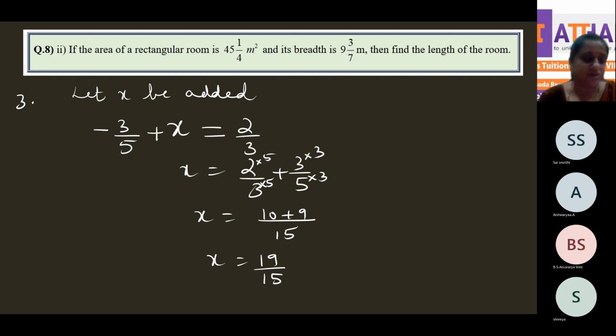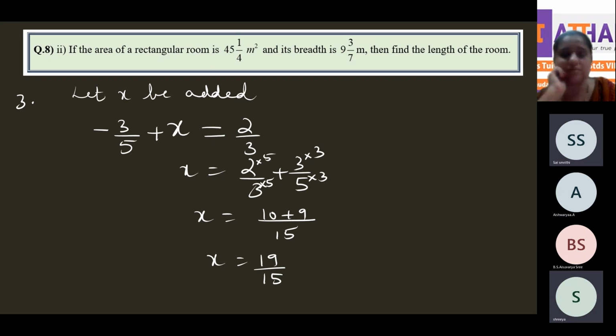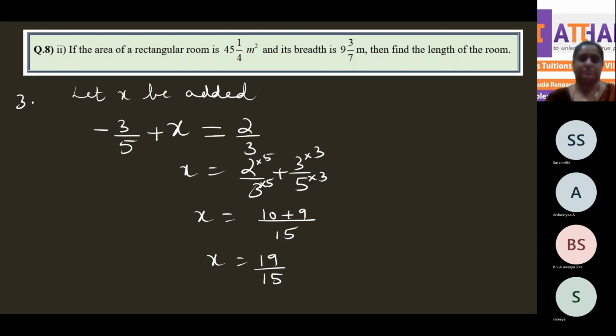Yeah, now Aishwarya Shri, what's the answer for the next one? Minus 1 by 4, ma'am. Minus 1 by 4. Okay. What about the others? Even I got minus 1 by 4. Same, ma'am. I also got minus 1 by 4. Shreya? Yeah, ma'am, the same one. Okay, fine.